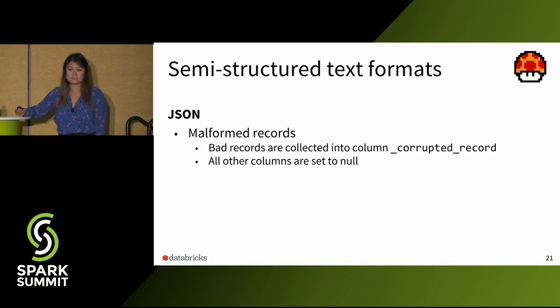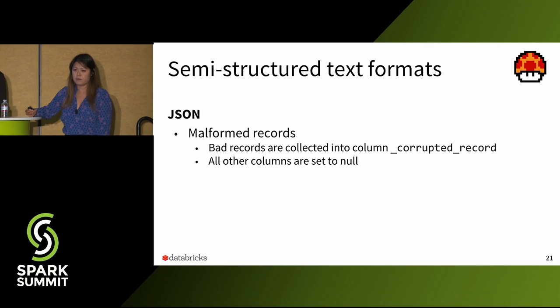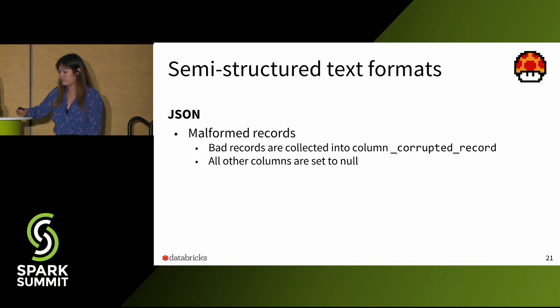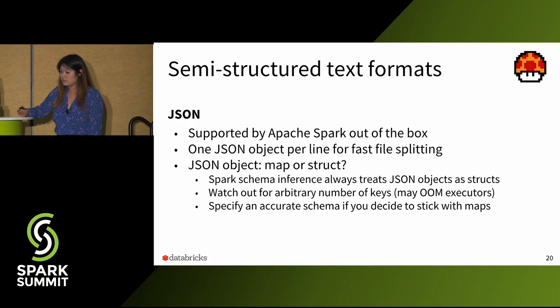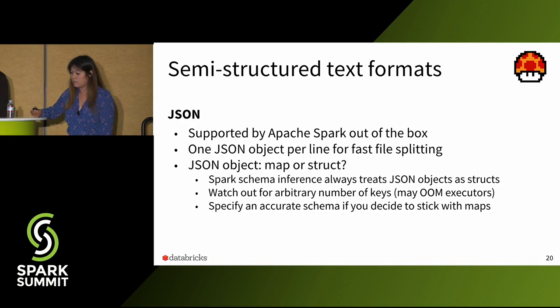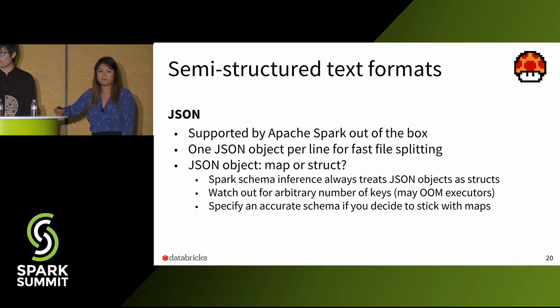Also keep in mind that Spark is smart, so if it finds that some of your records are malformed, it'll collect them into a corrupted record column, and then all the other fields are set to null. Let's talk a little bit more about JSON in terms of things to watch out for.